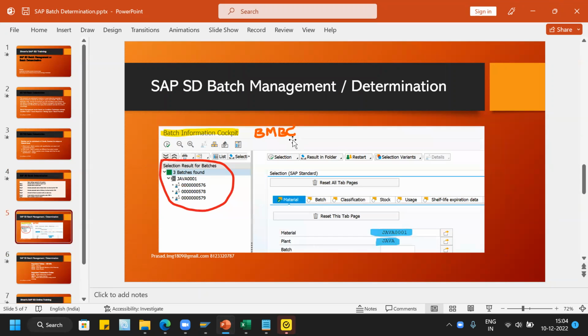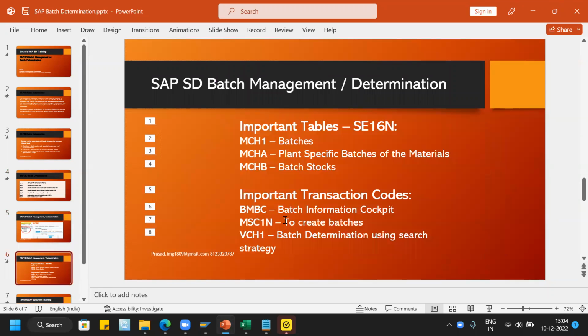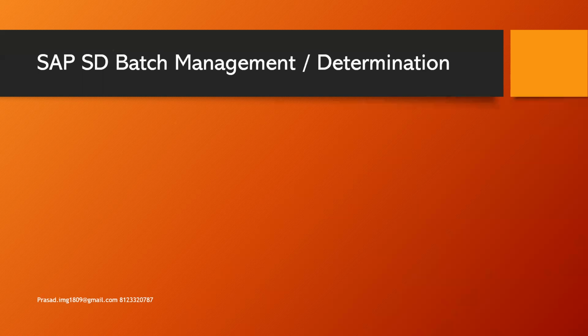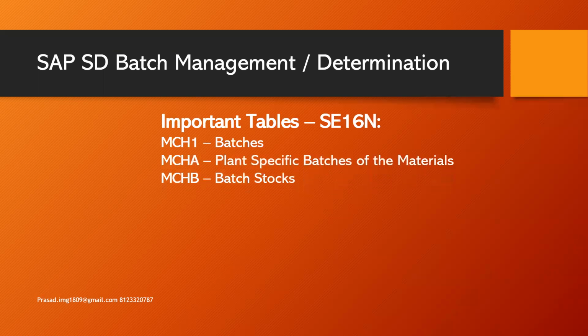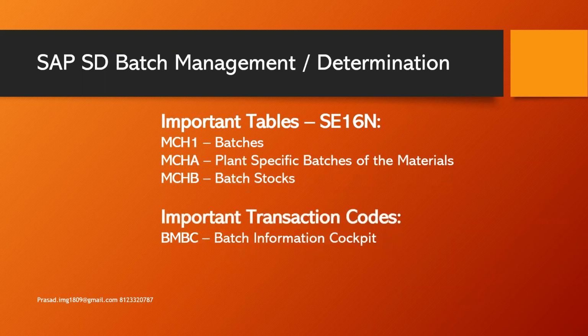This is the batch information cockpit transaction where we can see all the batches which are available. And most importantly, these are the important tables which are there in the system. We must always remember them, and the important transaction codes during batch determination.